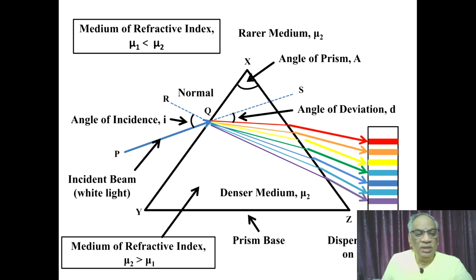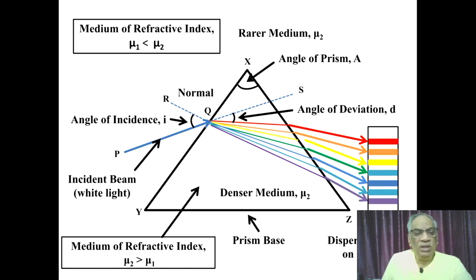The ray PQ is entering the refracting surface XY with an angle of incidence I and getting refracted at different angles depending on the color of the splitting of white light, and again leaves the refracting surface XZ at some other refracting angle. On the screen you can see the different colors, with red on the top and violet at the bottom. That is the dispersed beam on the screen. The refractive index of air is mu1, and the refractive index of the glass material is mu2. So mu1 is less than mu2.